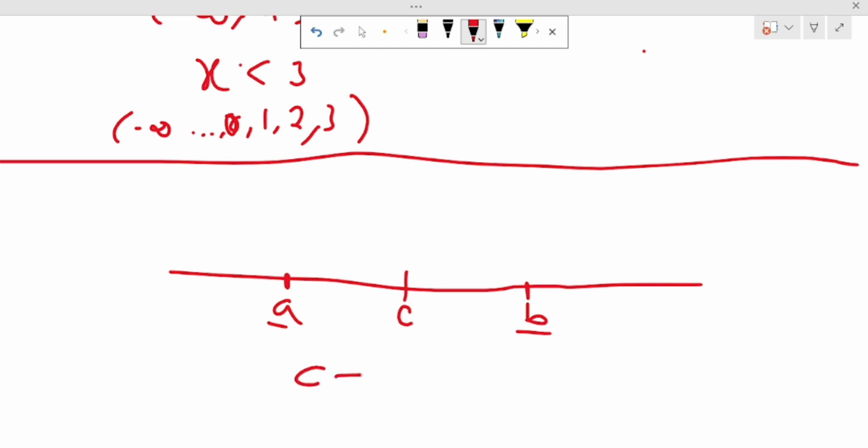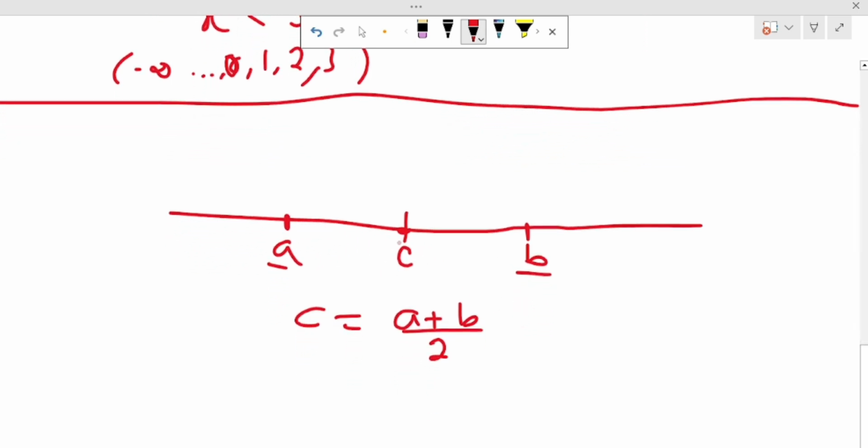So C will be equal to A plus B divided by 2, because C divides A and B into 2, right? And we call that the midpoint of A and B. Then the distance from C, that is the midpoint of A and B, to either B or A is called the radius of that interval. So A and B form an interval. We have a midpoint, which is C, in between them, and the distance from the midpoint to either A or B is called the radius.